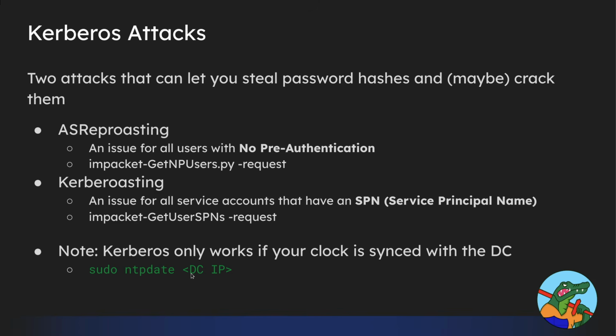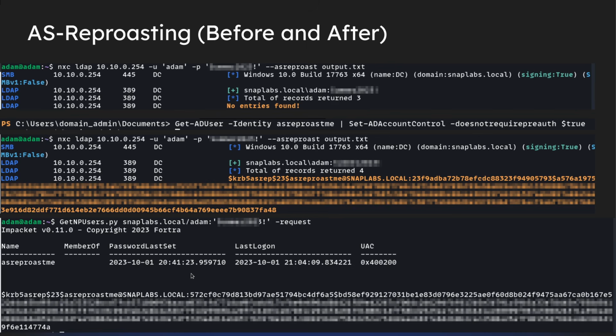But yeah, you gotta do that. Here's an example from a lab I did where I tried to AS rep roast and it says no entries found. Here's a PowerShell command where I get the user of a username called AS rep roast me, and I make it so that do not require pre-auth is set to true. And now that pre-authentication is not enabled, I can request the hash. How cool is that? Here is me using NetExec, and this is me using Impacket with GetNPUsers.py.